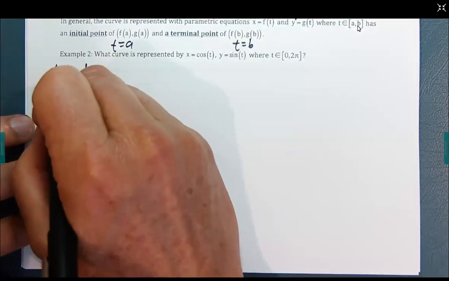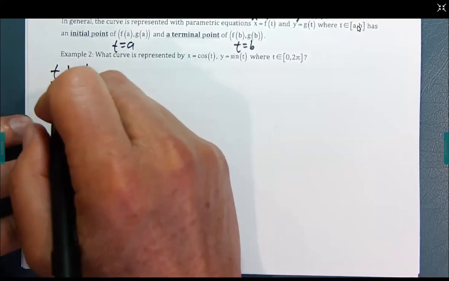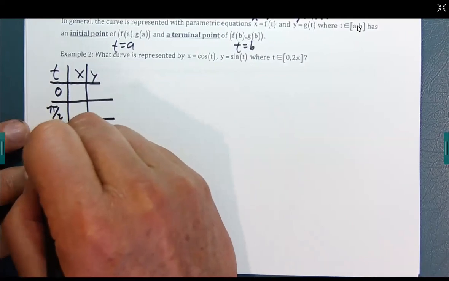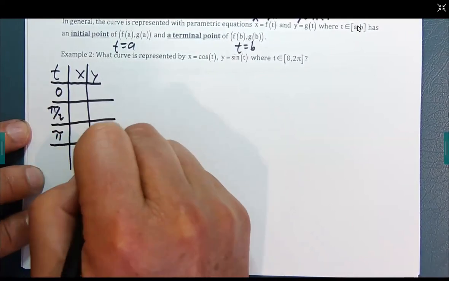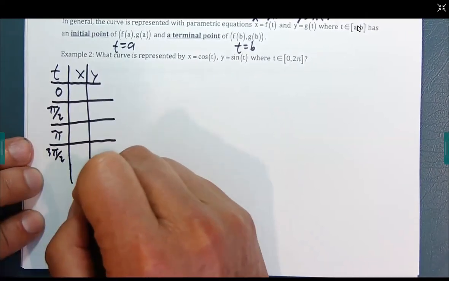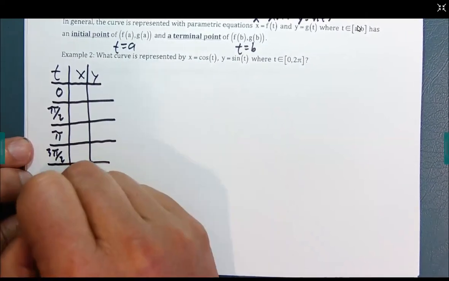And we'll start when t equals 0. T is pi over 2. T is pi. 3 pi over 2. And 2 pi.